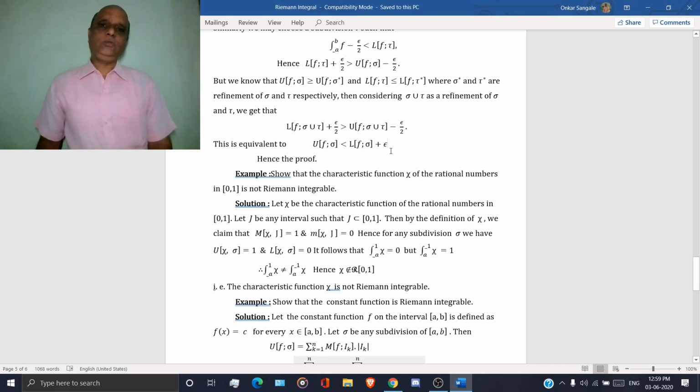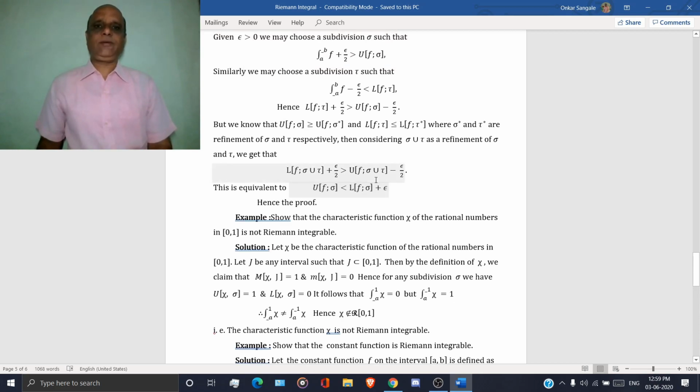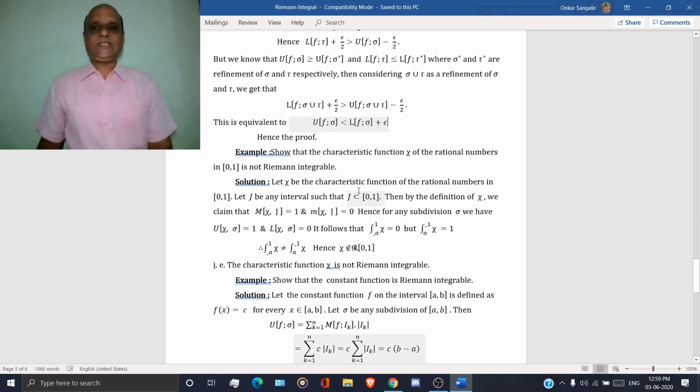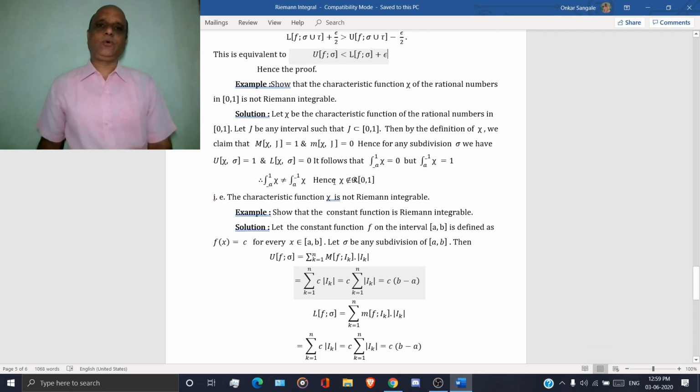So we have proved this theorem in both ways: first, we considered that the condition holds and then proved that f is Riemann integrable; secondly, we considered that f is a Riemann integrable function and showed that it satisfies this condition. We will see the corresponding examples for this.